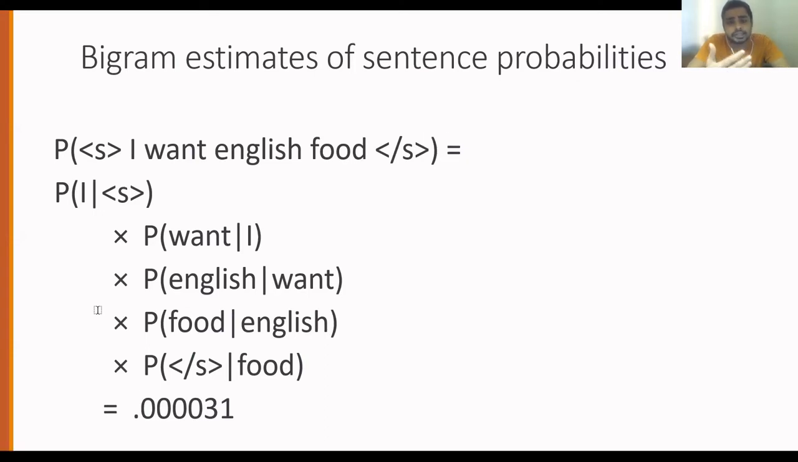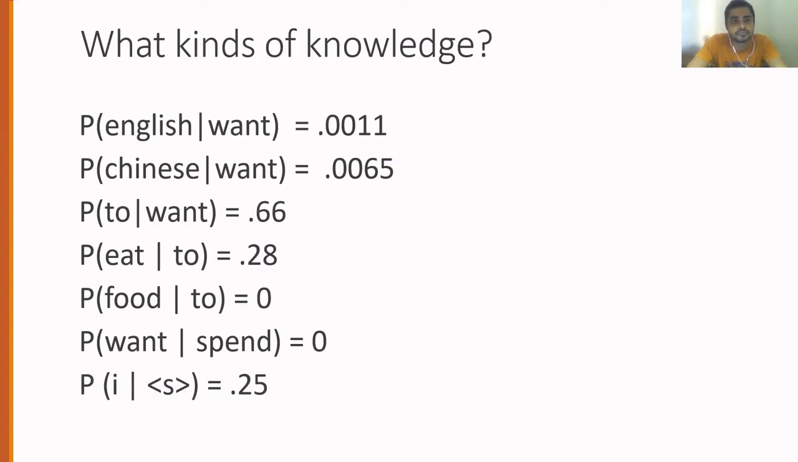Now you can use the same table, as I showed before, to compute a slightly different probability of, say, suppose I want Chinese food, right? So these are the probabilities that I showed you.